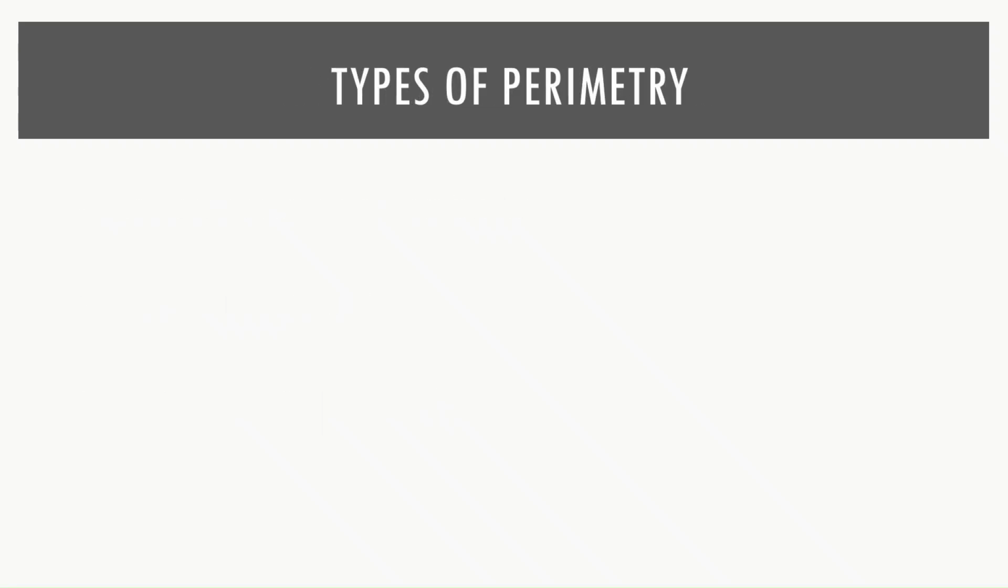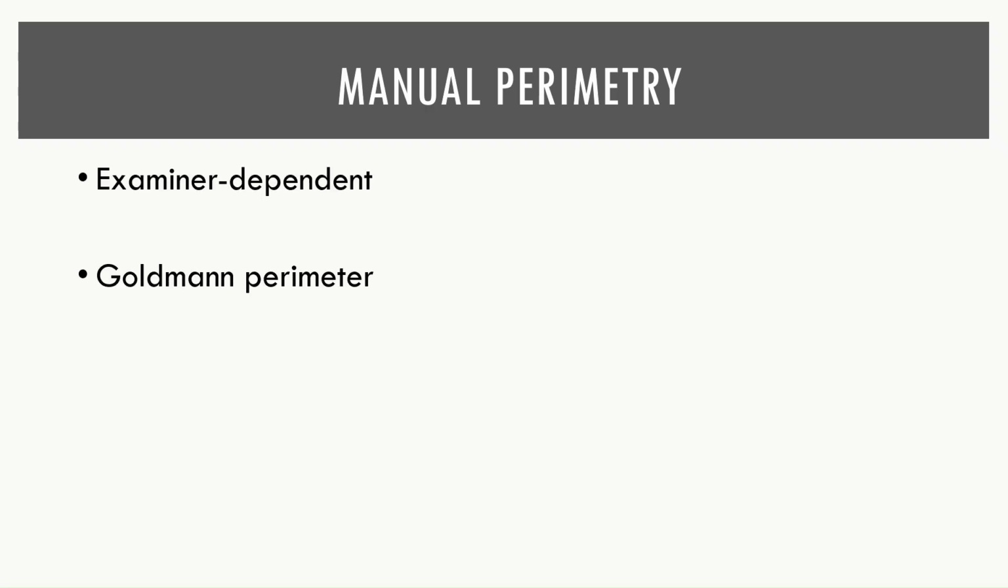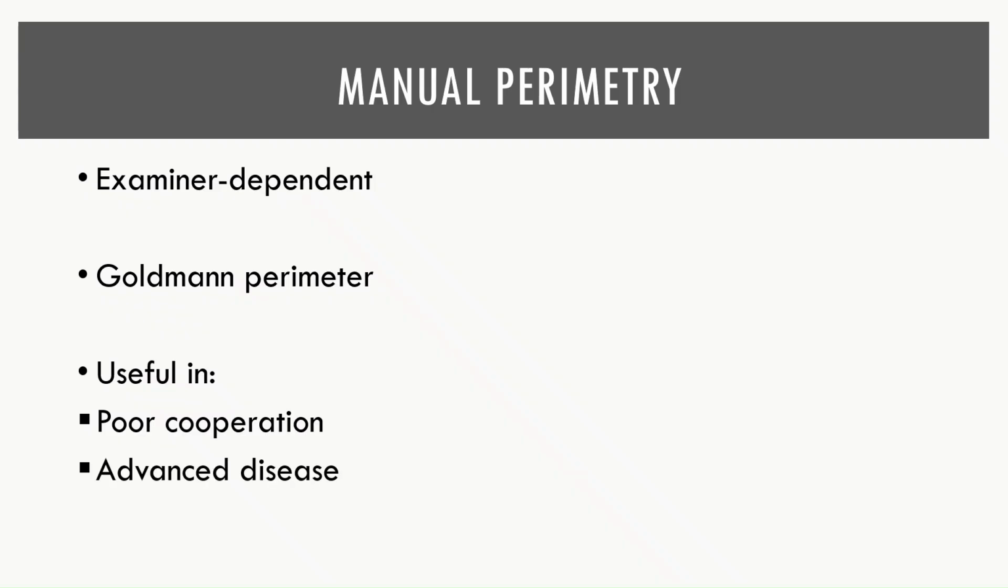Perimetry can be classified based on whether the testing is manual or automated and whether the stimulus is moving or stationary. Goldmann perimeter is an example of manual perimetry. It is examiner dependent. It is useful in poorly cooperative patients and in advanced disease. It is now largely replaced by automation.